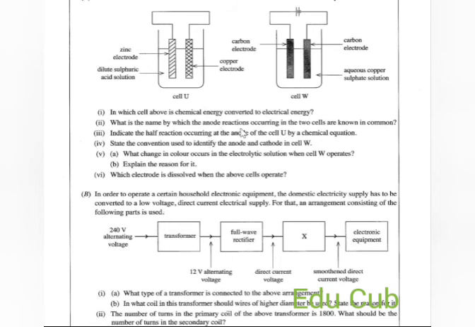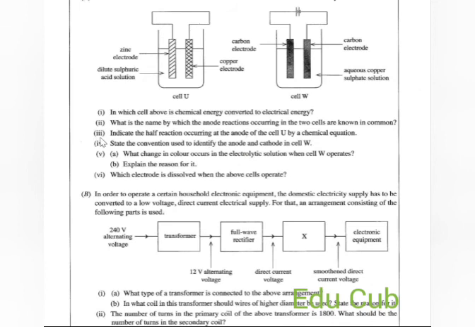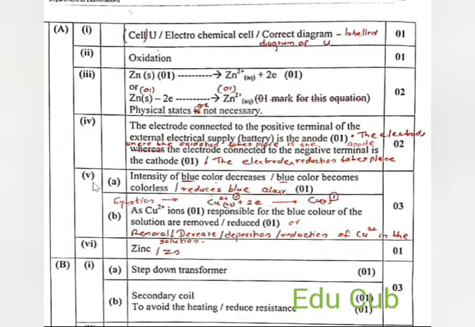What is the name by which the anode reaction occurring in the two cells is known in common? Oxidation. Third, indicate the half reaction occurring at the anode of cell U by a chemical equation. Zinc turning into Zn2+ with 2 electrons, or we can write it like this, Zn gaining 2 electrons and turning into Zn2+. Fourth one, what is the convention used to identify the anode and cathode in cell W? In cell W, the electrode connected to the positive terminal of the external electrical supply is the anode.